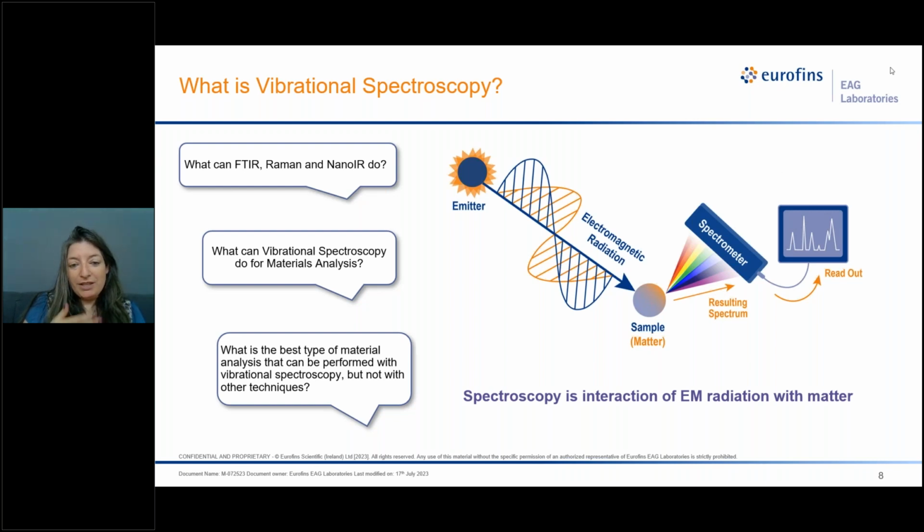It's very simply an interaction of electromagnetic radiation with matter. So we're shining a light at a sample, and we're obtaining a spectrum, basically a fingerprint that tells us about the material's composition.